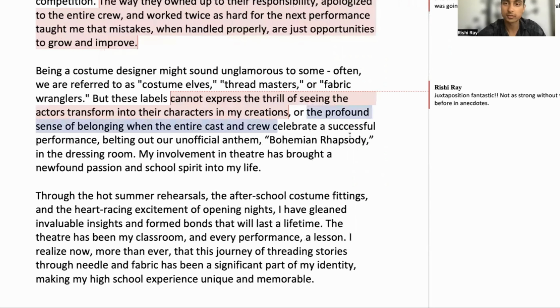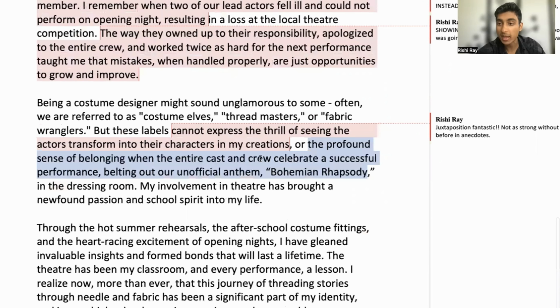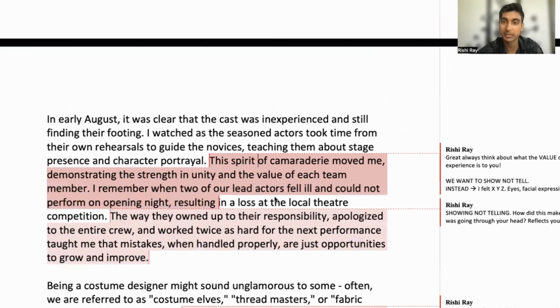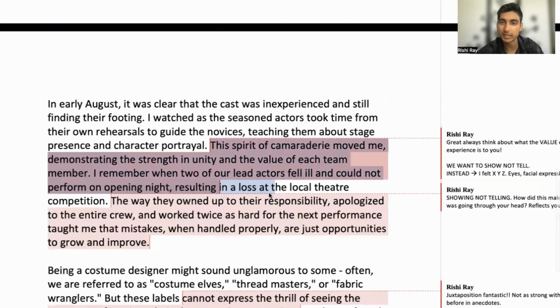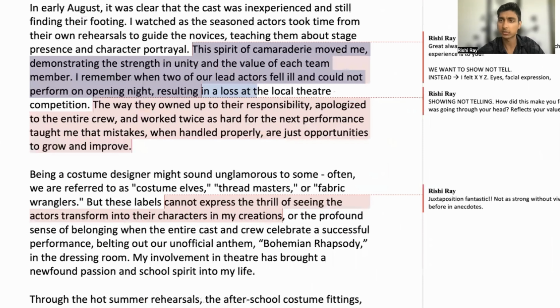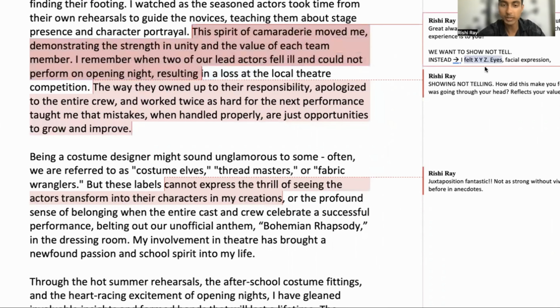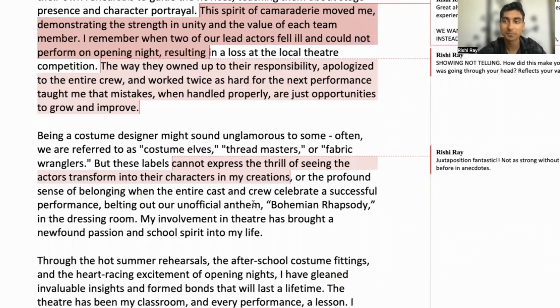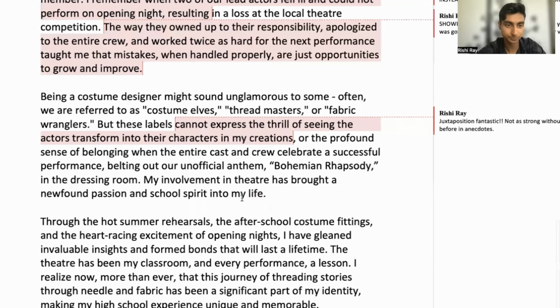Same thing here with the profound sense of belonging that you talked about, but it's so literal, it's so outright, it's not showing how you felt that camaraderie. And so as we come in here, we think about how you felt, bring this component into it without saying it. Show it. Give me the expressions, give me the feeling, right?